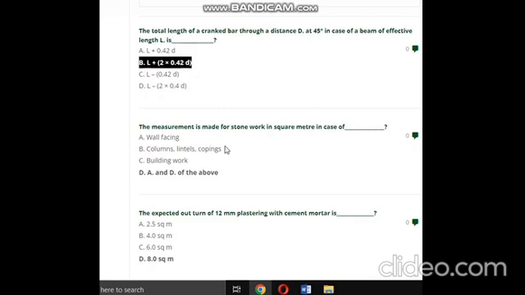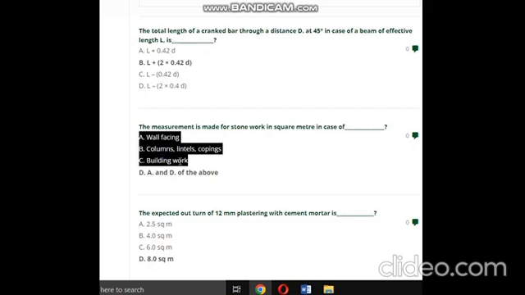The measurement is made for stone work in square meter in case of A and D, wall facing, and all of A and D, all of the above. Column, lintel, coping, building work, all of the above.